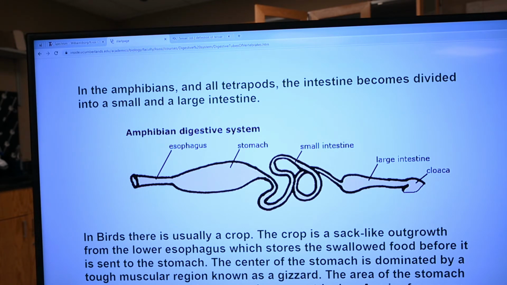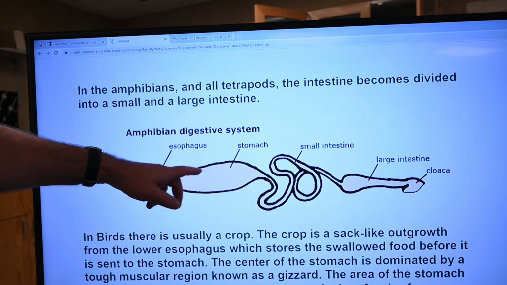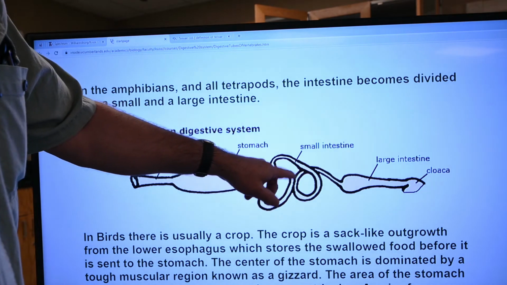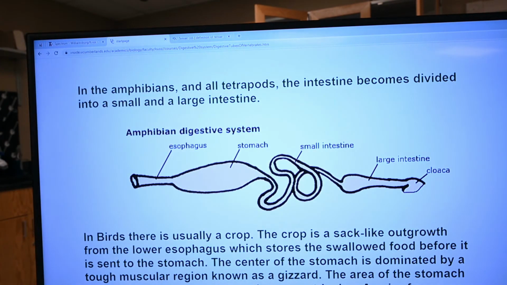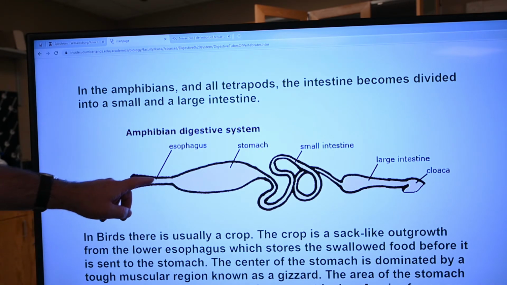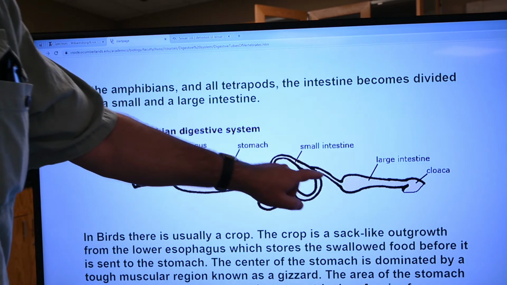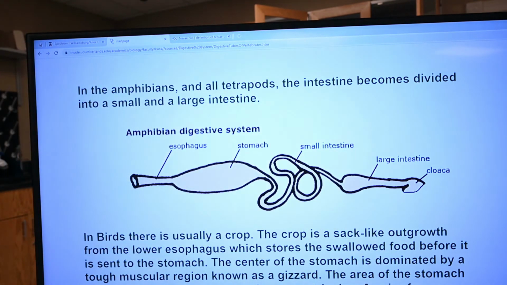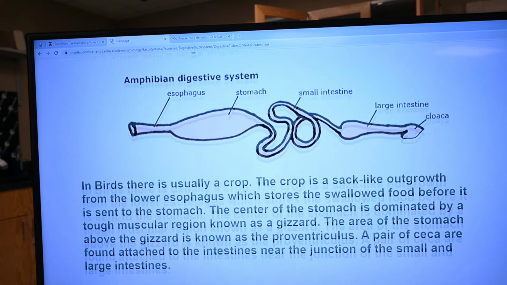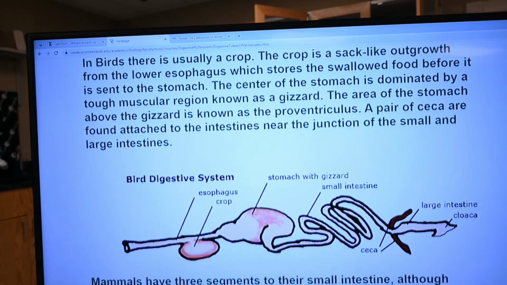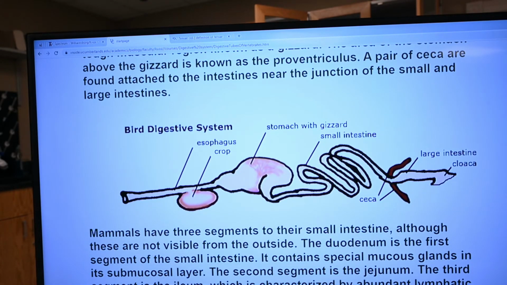In the amphibians, for the first time in all of these organisms, we see a separation of the intestine into a small intestine and large intestine. So we have esophagus, stomach, small intestine, large intestine, and cloaca. Typical amphibian digestive tube. This is the primitive tetrapod arrangement. So when we get to tetrapods, we have small and large intestines.